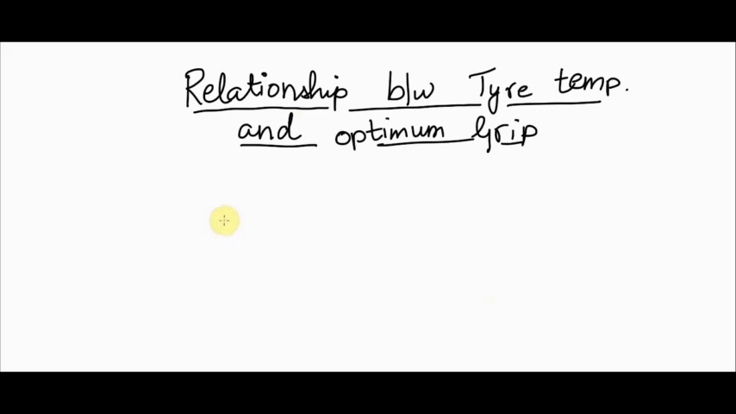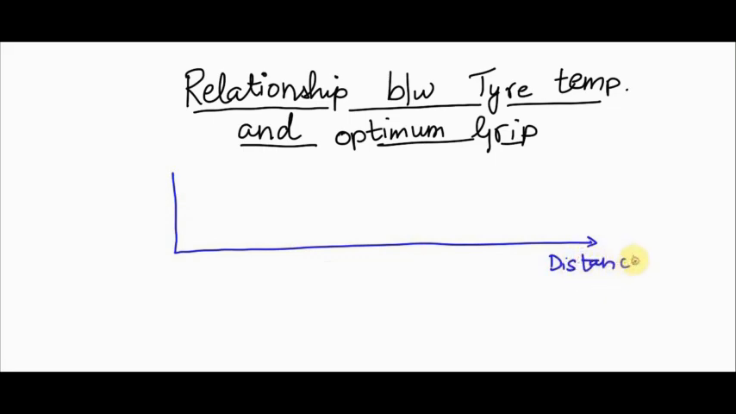Now we know that one axle has two wheels. Well, that's quite obvious. I don't need to tell that to you. But in order to understand this grip temperature thing, we need to understand that on one axle, the two tires need to work in coordination. And by that, I mean, let's say we have on the x-axis the distance of the track in kilometers, and on the y-axis we have the temperature difference.